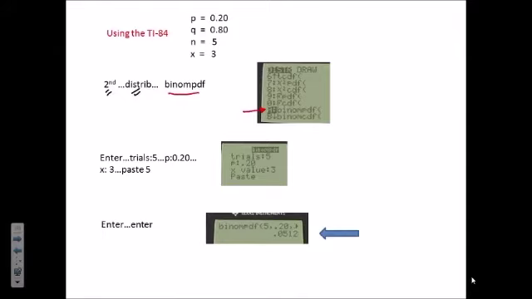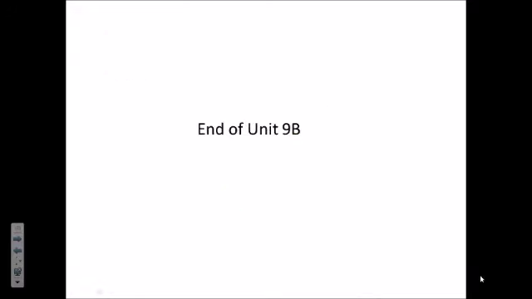Then we press enter, and you fill in N is 5, P is 0.20, and the X value is 3. Navigate down to paste, hit enter, and there's the answer. The same answer we got before with the other methods. End of Unit 9B.